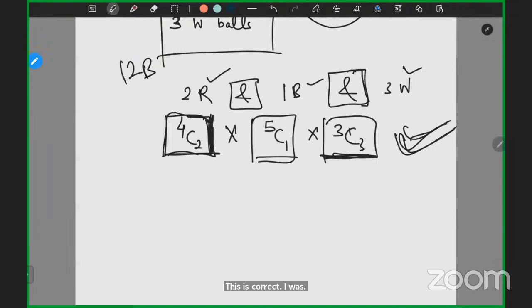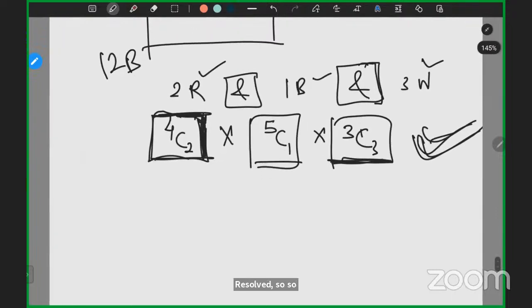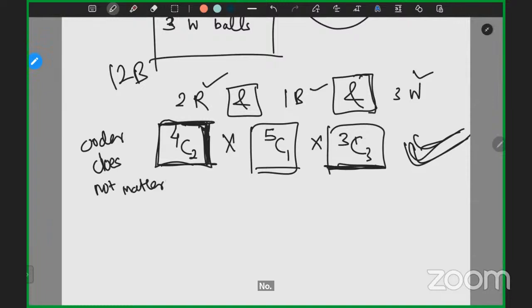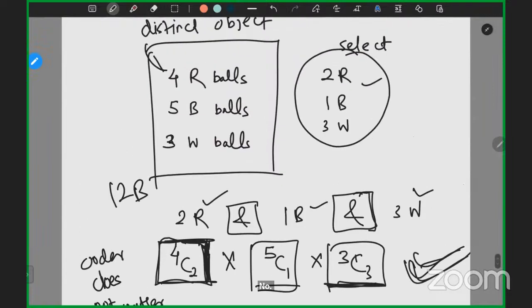So, sir, you know that this mistake happened. In the first case, when we're choosing, the order does not matter, right? Yes, order does not matter. And in the second case, no, we are just choosing, right? We are not arranging them. Yeah, this is the bag, and I just need to choose. Okay, yeah.